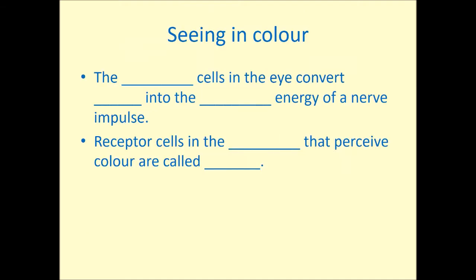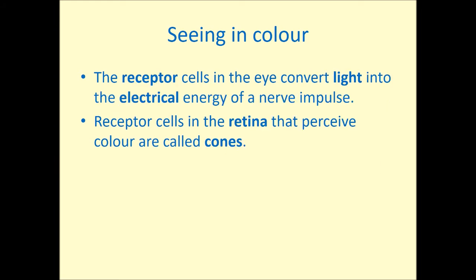So how do we see in colour? Certain cells in the eye convert light into a nervous impulse. So let's go through these. We have certain cells that detect light called receptor cells, and they convert light energy into electrical energy as a nervous impulse. The receptor cells in the retina that perceive colour are called cones. You have two types of cells in your retina, rods and cones, and it's the cones that see colour, and it's the rods that see light and dark, essentially. There we go, in case you didn't get those sentences.